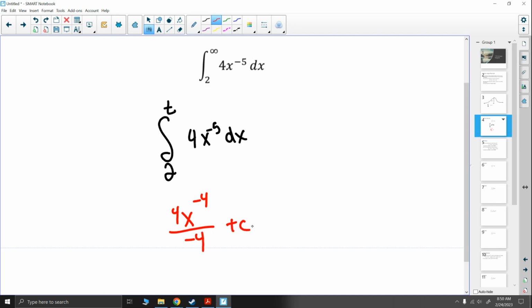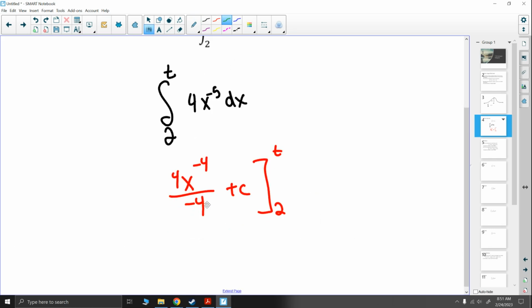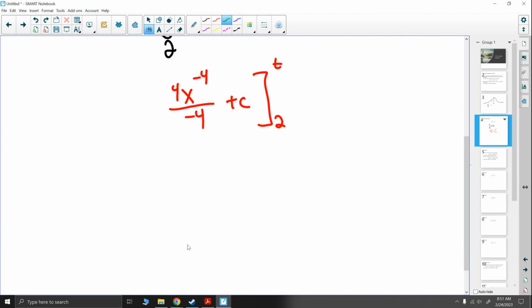I'm going to do it this one time just to show you as a reminder of why we don't. And we're going to take this from 2 to t, but we write the end point on top and the starting point on the bottom here. Okay, so first of all, this is 4 over negative 4. Well, that's just a negative 1. So really we're taking this thing from 2 to t. Okay, so if we were going to plug this in, we'd plug the t in. That's negative t to the negative 4.